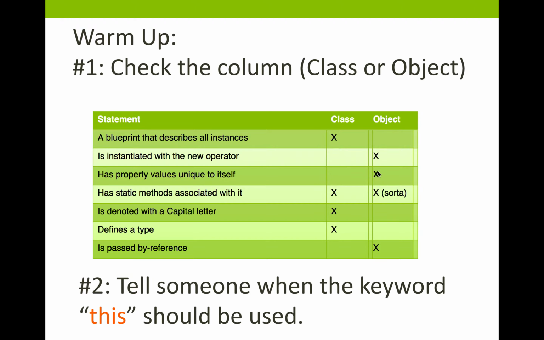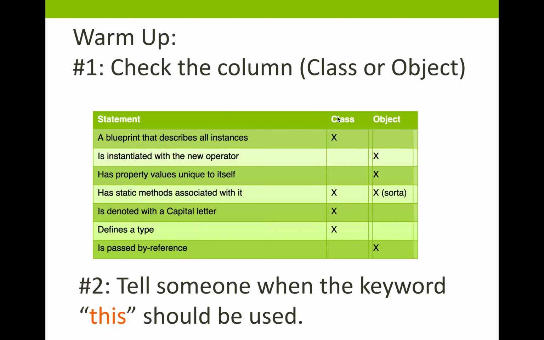An object has properties. Students have names unique to themselves. Okay, they may have the same name, but it's their name. It's not the class's name. Static methods generally belong to the class, but an object also has access to the class, so it can also use it.